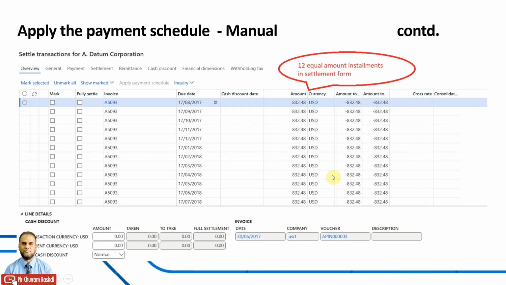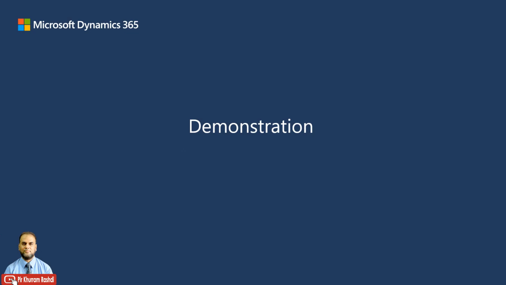Okay, once you select OK, it will be split in this way. The due dates for each month are inserted with the amount available here, and so it has split it into 12 equal installments in the settlement form. Okay, so now it's time for the demonstration.